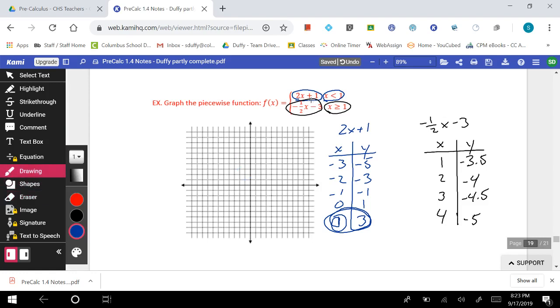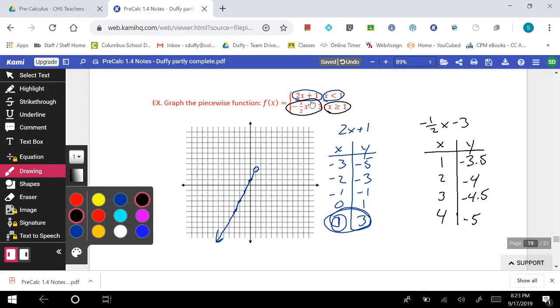That's what's going on. Negative 3, negative 5 is down here. Negative 2, negative 3 is right here. Negative 1, negative 1. 0, 1. And then 1, 3. But that's open. It's all to the left. For the black function, 1 goes at negative 3.5. So 1, negative 3.5. Fill it in. 2, negative 4. 3, negative 4.5. 4, negative 5, and you see how that goes.